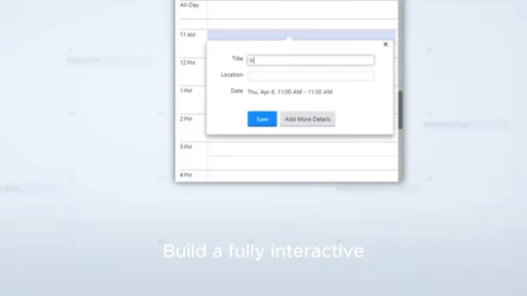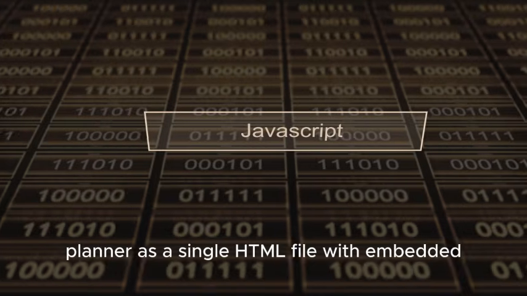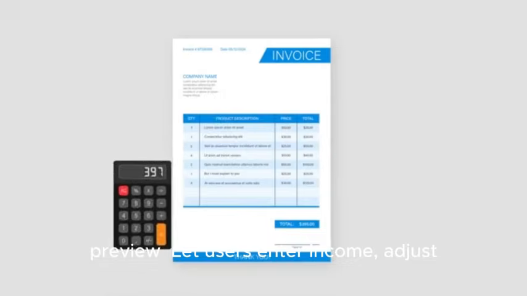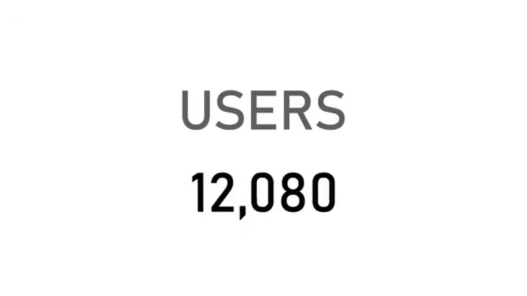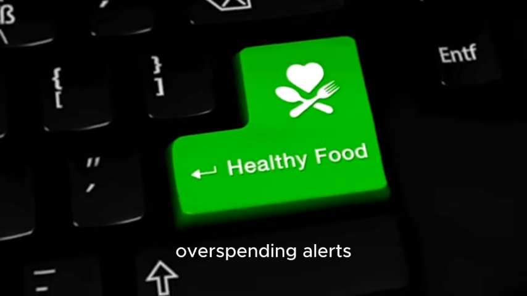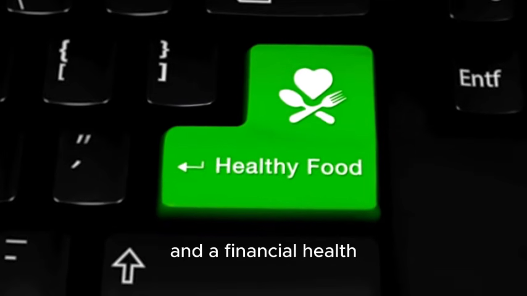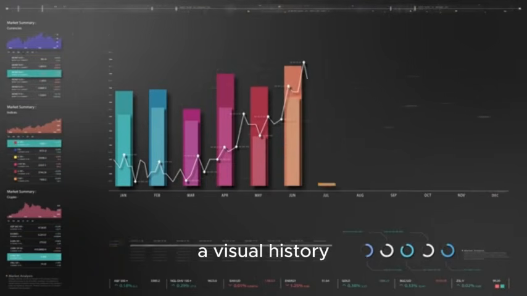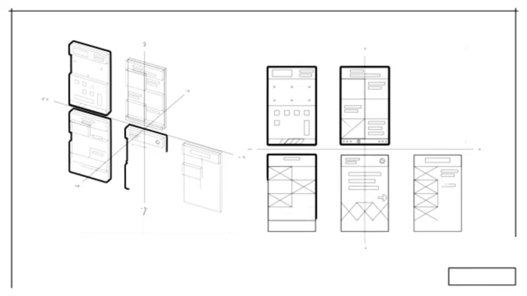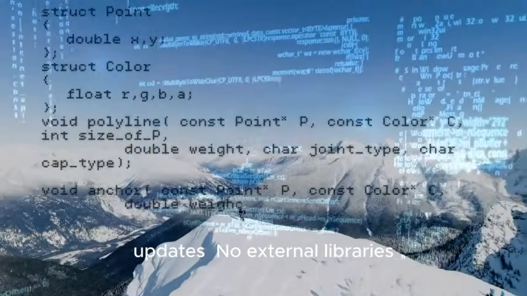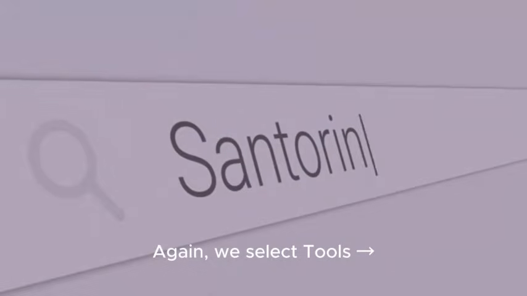Here's the prompt. Build a fully interactive smart personal budget planner as a single HTML file with embedded CSS and JavaScript that runs in Canvas Preview. Let users enter income, adjust spending across key categories with live totals, progress bars, savings rate, overspending alerts, and a financial health badge. Include a Save Month button that stores data and creates a visual history dashboard with trends. Use a clean, responsive design and instant updates. No external libraries. Again, we select Tools, choose Canvas, and submit the prompt.